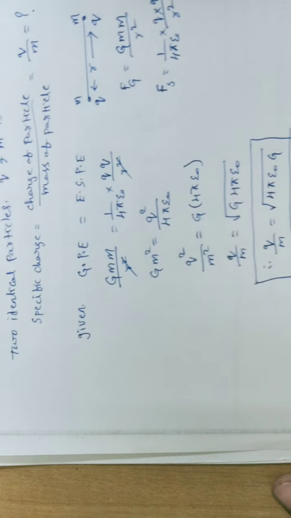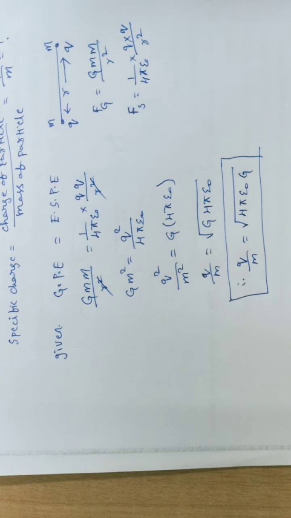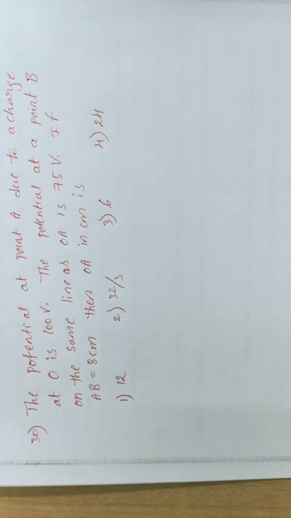Okay students, next one more problem we will start. The potential at a point A due to a charge at O is 100 volts. The potential at a point B on the same line as OA is 75 volts. If AB is 8 centimeters, then OA in centimeters is what we want to find out.